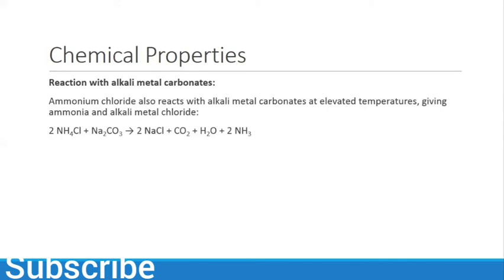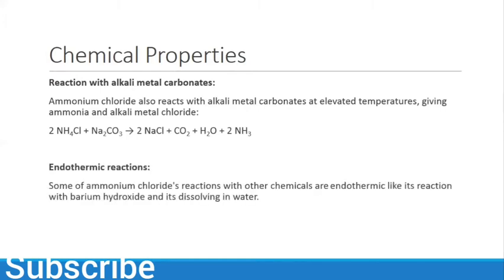And reaction with alkali metal carbonate. So ammonium chloride also reacts with alkali metal carbonate at elevated temperature, giving ammonia and alkali metal chloride. So ammonium chloride reacts with sodium carbonate. So we have 2 NaCl, sodium chloride, plus carbon dioxide, water and ammonia. So these all are chemical properties. And ammonium chloride normally gives an endothermic reaction when dissolving in water or with barium hydroxide. So mostly reactions of ammonium chloride are endothermic in nature.